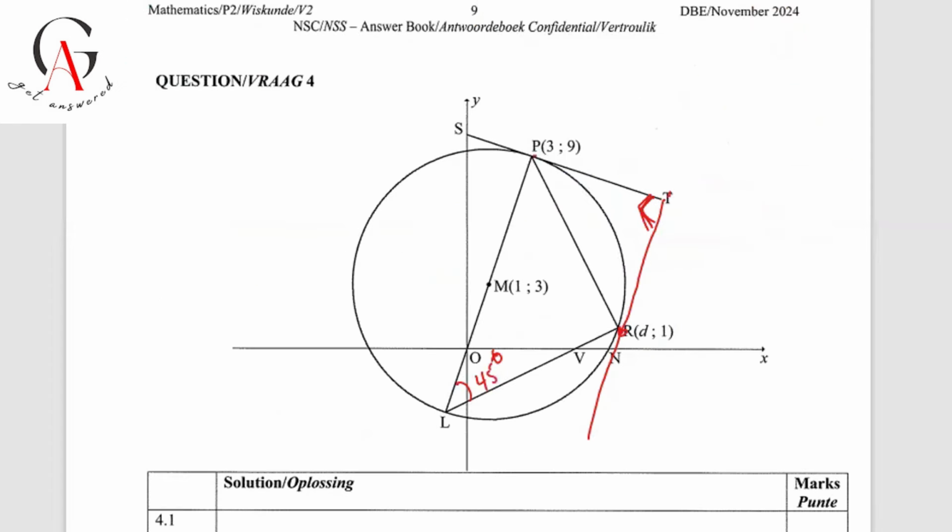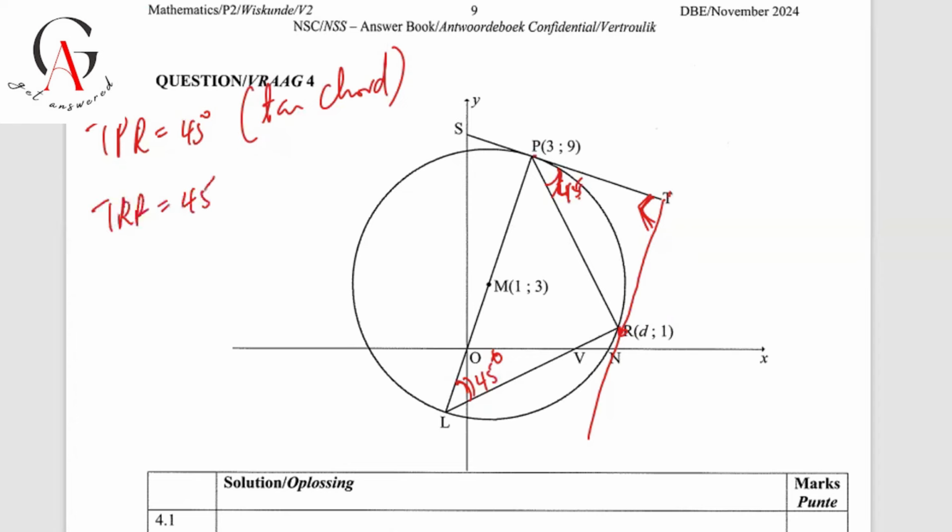So what I'm going to do, I'm going to say this angle is a 45 because this and this will be equal, tan chord. Okay, so I'm saying TPR is 45 degrees. That is tan chord. Then I can also now, since I have this as a 45, I can declare TRP as a 45 also. I can either give the tangents from a common point are equal, okay, or we can still use our tan chord because it still holds in this case.